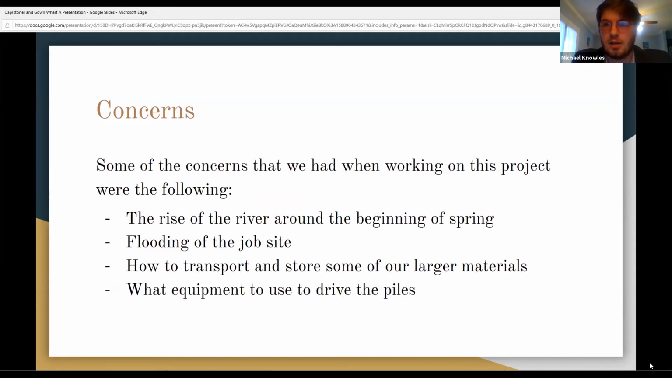Another concern we had is how are we going to get these timber piles to the site? These are some big piles. And what we came to a conclusion with is we're going to store them on a yard just up the river and have them delivered by barge to the crane, and it'll just drive them right in. Another concern we had is the equipment that we would use to drive these piles.